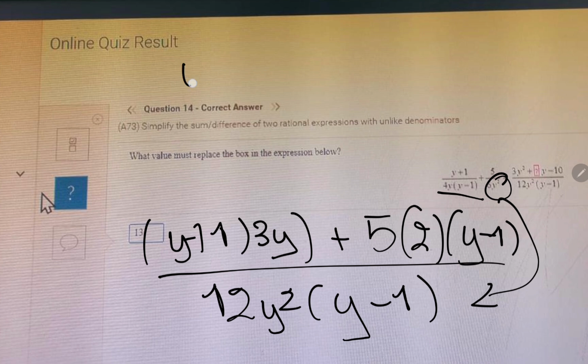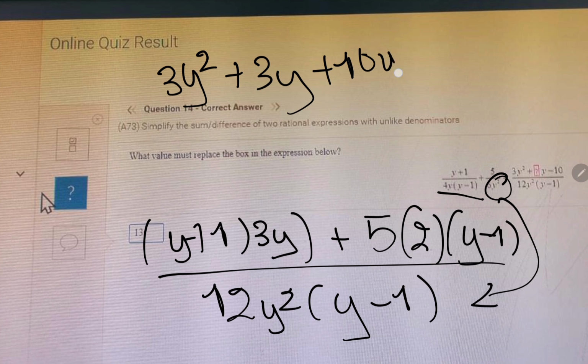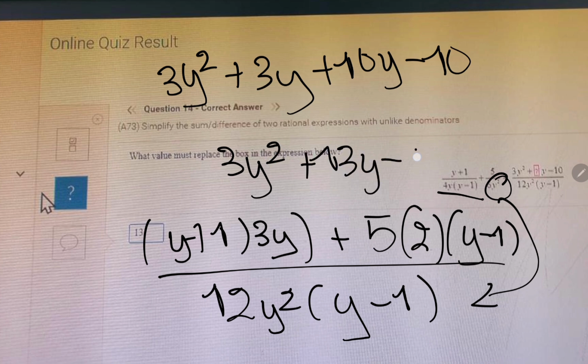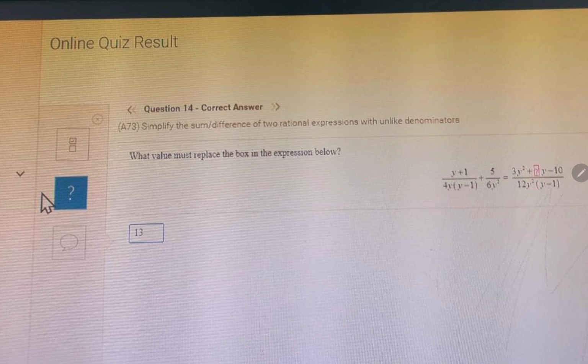After solving, the numerator is going to turn out 3y squared plus 3y plus 10y minus 10. And solving it even more, you're going to get 3y squared plus 13y minus 10. And this is exactly what they're looking for over here, 13. So our answer is 13.